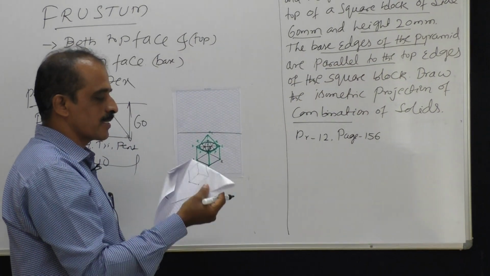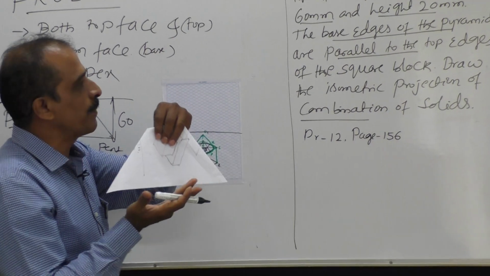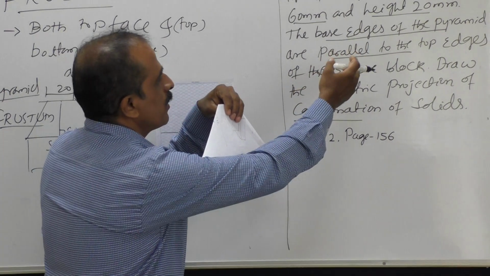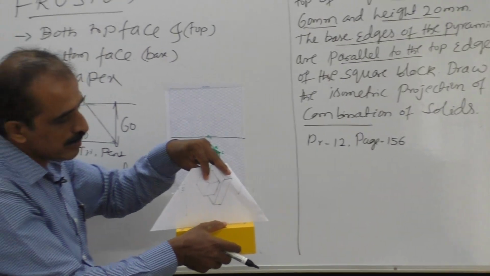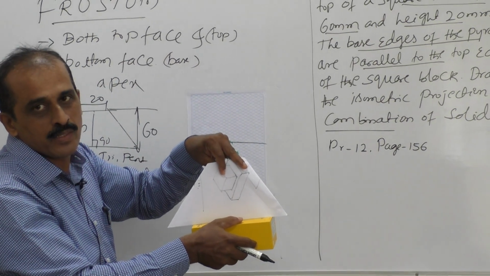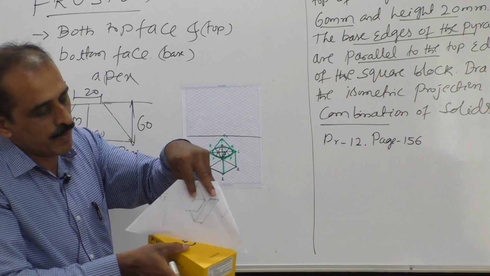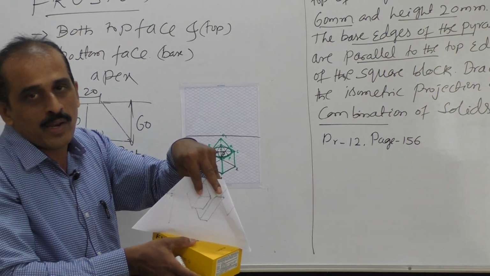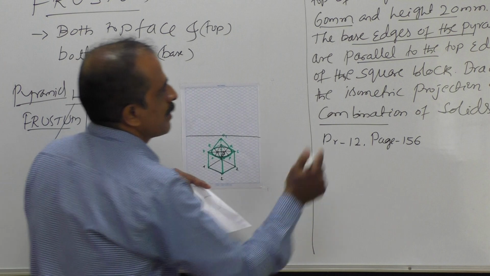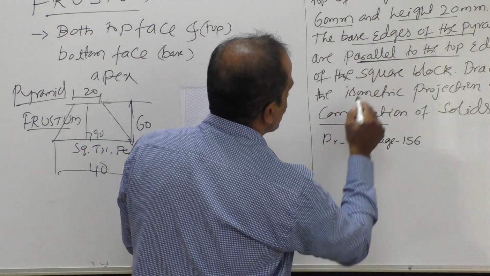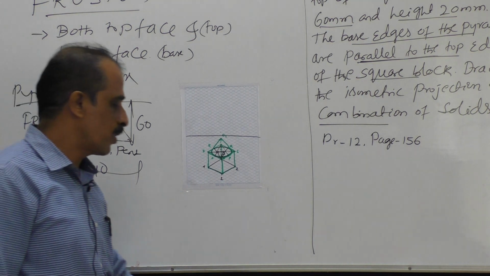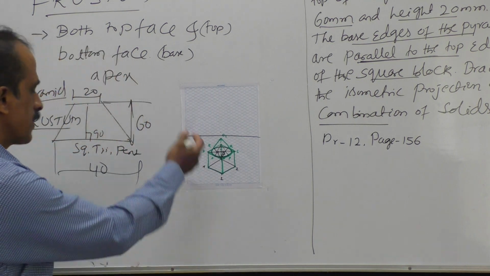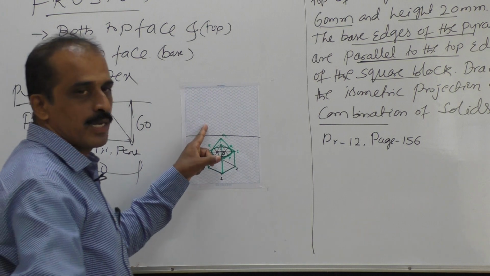That means this is exactly the base edge of the pyramid, parallel to the top edges of the square block. So this should be parallel to this, clear. Any one edge should be parallel to this, clear, no? If you place it like this, this will be parallel to each other. So that is what he has given very clearly, parallel to the top edges of the square block, and draw the isometric projection of the combination of two solids. Now let me take an example and solve it on an isometric sheet.